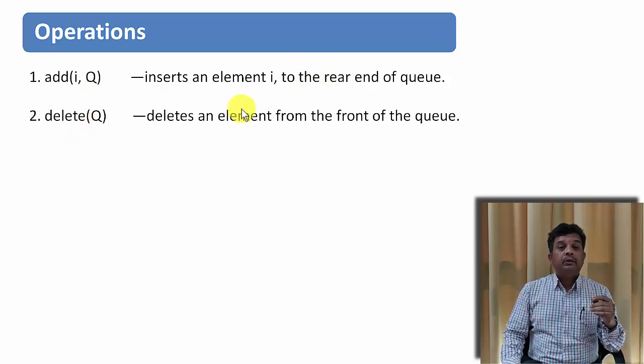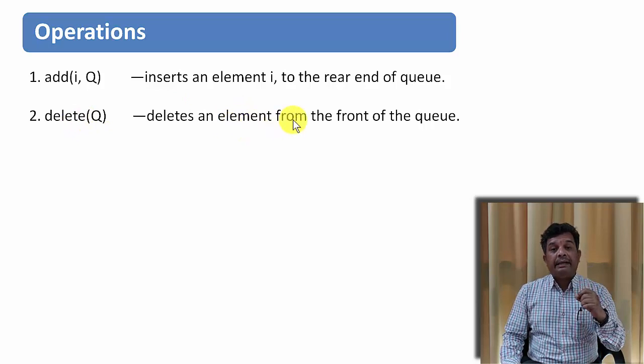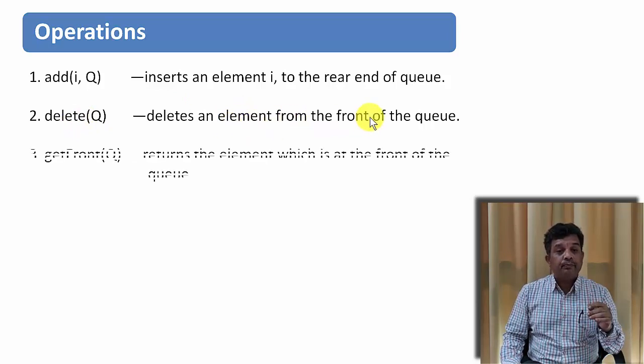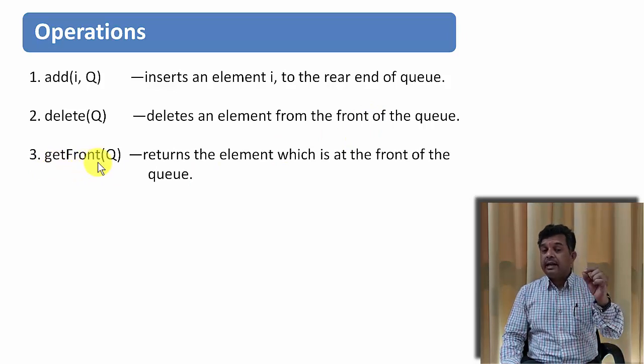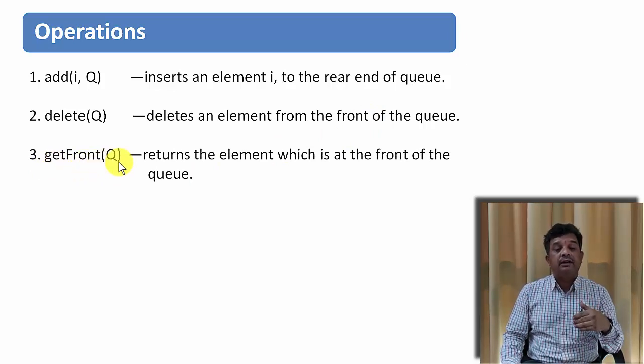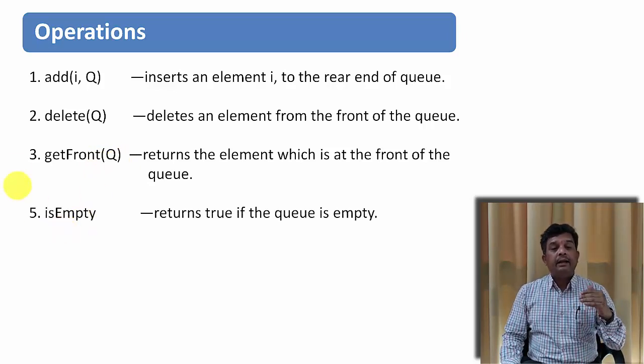Delete from the queue. So we will always be deleting from the front of the queue. The next operation that we perform is get front. Whatever is there at the front of the queue, we will just retrieve the data. We are not going to delete it.